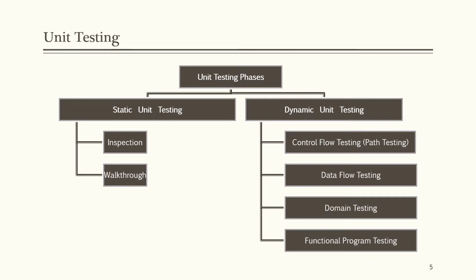Unit testing is conducted in two phases, static unit testing and the second one is dynamic unit testing. Static unit testing is in which a programmer does not execute the unit. The code is reviewed by applying the techniques, inspection, and walkthroughs. Dynamic unit testing, in which a programmer executes the unit. Selection of test data is broadly based on the techniques like control flow testing, data flow testing, domain testing, functional program testing. The details of the dynamic unit testing techniques is in the next slide.